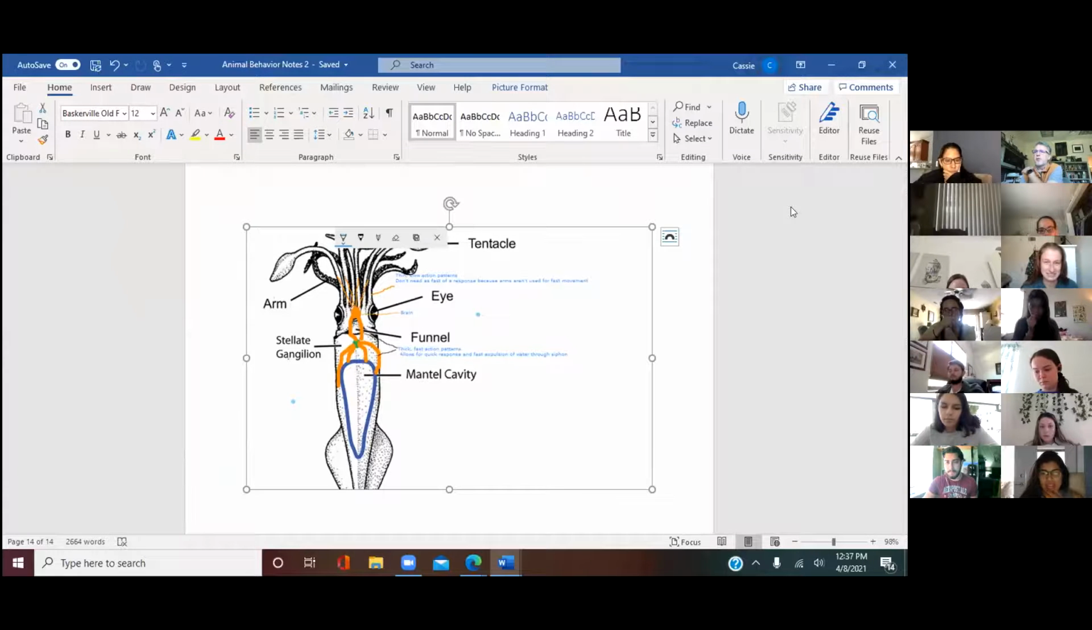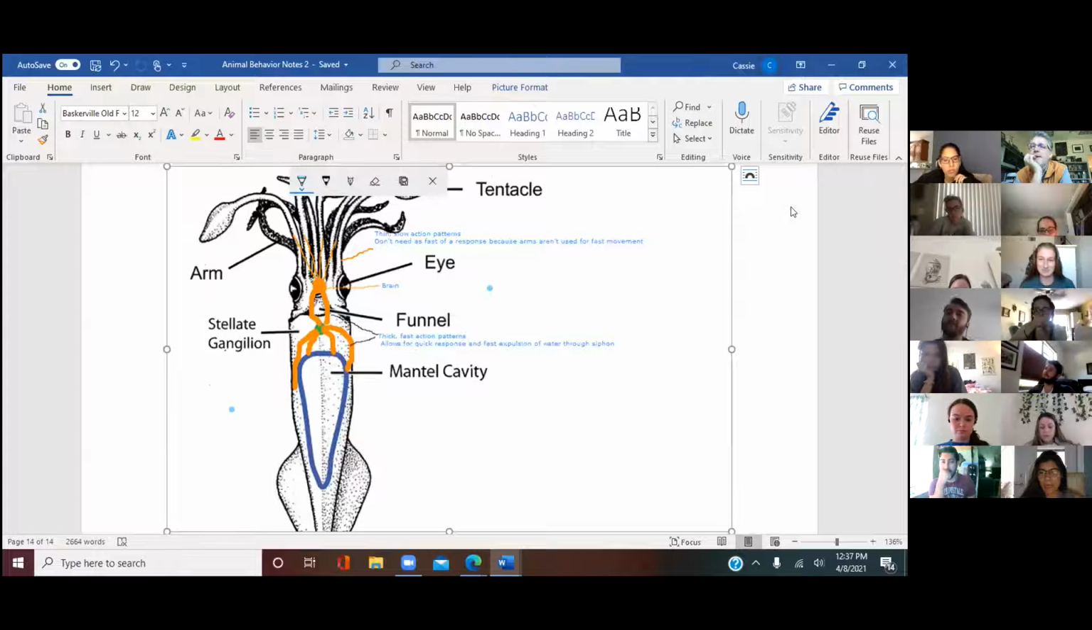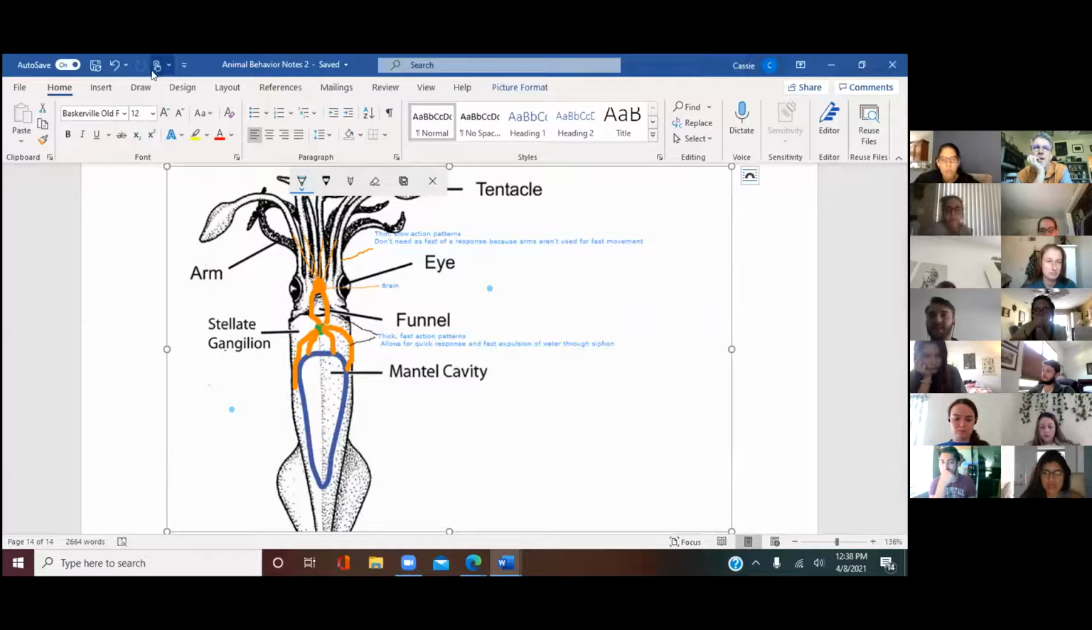So why don't you guys walk us through? And Casey, thank you for showing the screen. Casey, Cortland, Carla, what do you guys got here? So we have the brain close to the eyes, and I forgot to draw thick neurons from the eyes to the brain, but they'd be thick so when the squid can see a predator, it has a fast response.